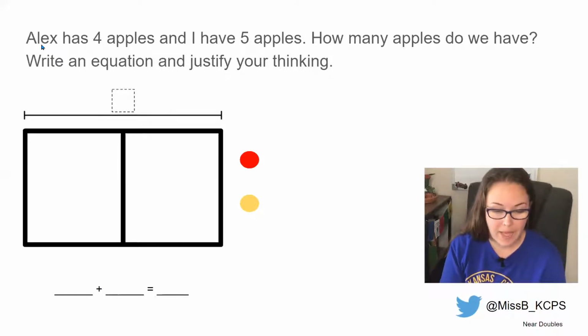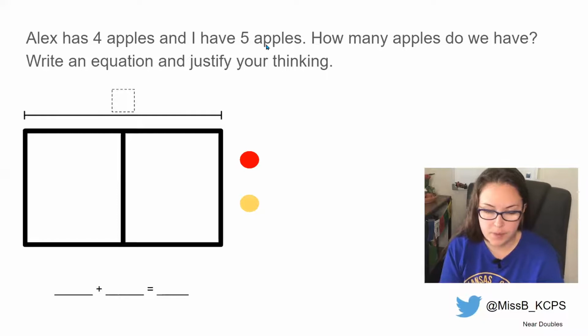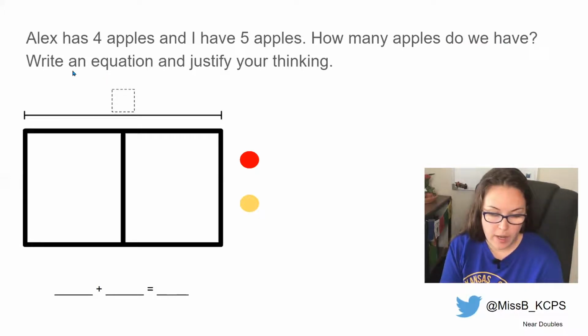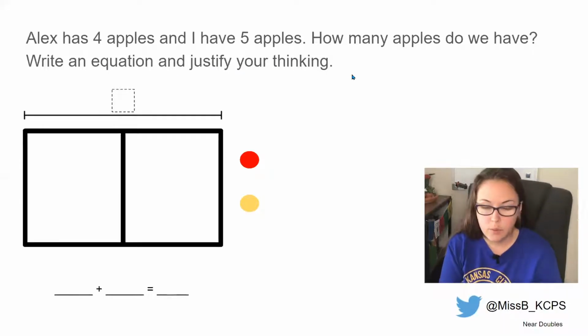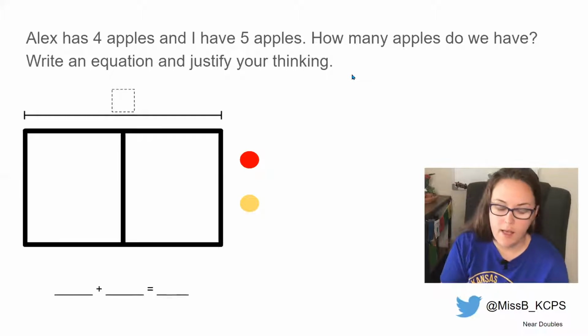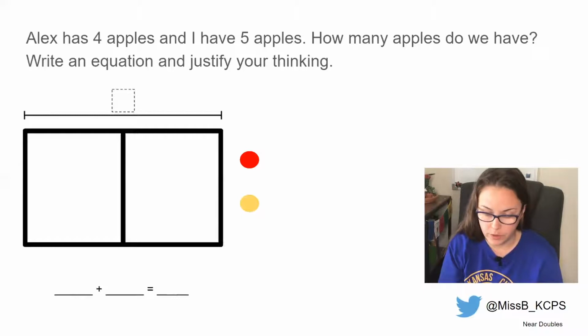Read with me. Alex has 4 apples and I have 5 apples. How many apples do we have? Write an equation and justify your thinking. Now, as we're getting started today, we're going to talk about a couple of the words that are in this word problem. And the first one we are going to talk about is the word equation.